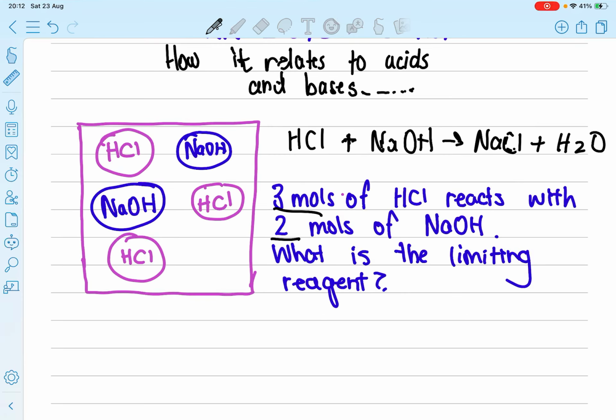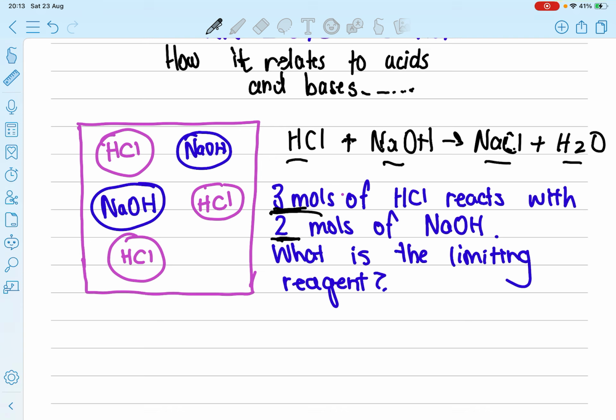All right, guys, so now we're going to see how limiting reagents fit into acids and bases and how it all connects. Okay, so here we've got a reaction: hydrochloric acid and sodium hydroxide form salt and water. Now, in this question, they specified that there's 3 moles of hydrochloric acid, which will react with 2 moles of sodium hydroxide. And they ask, what is the limiting reagent?